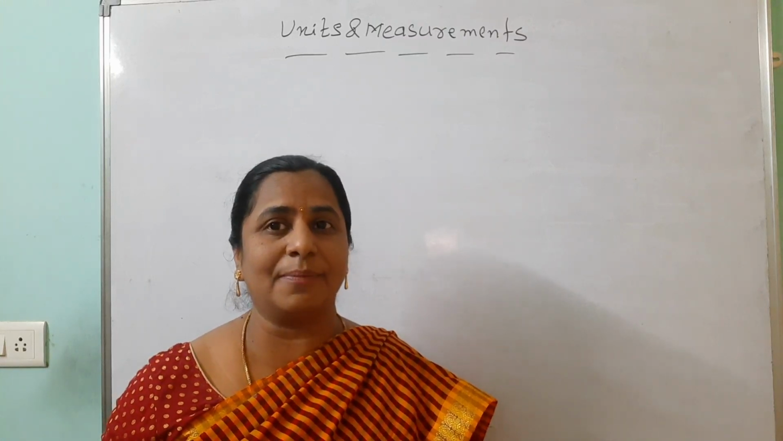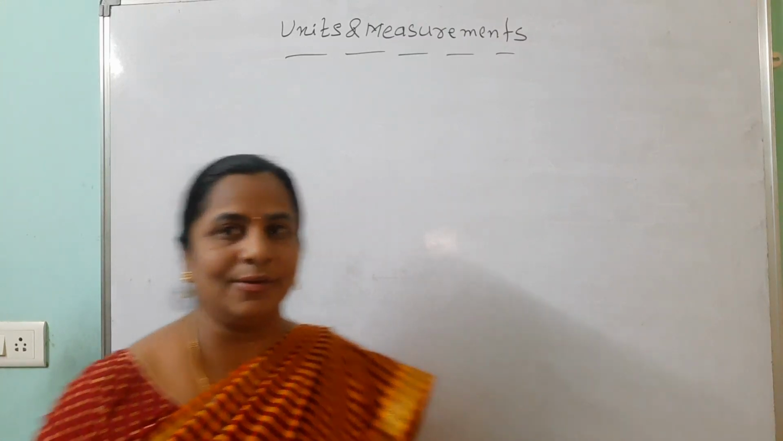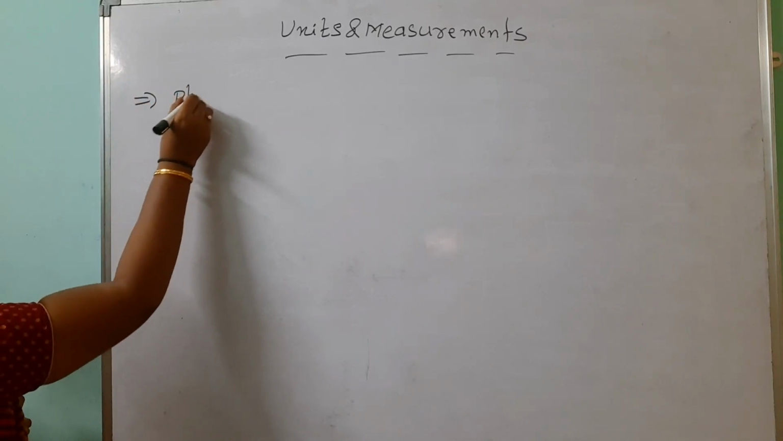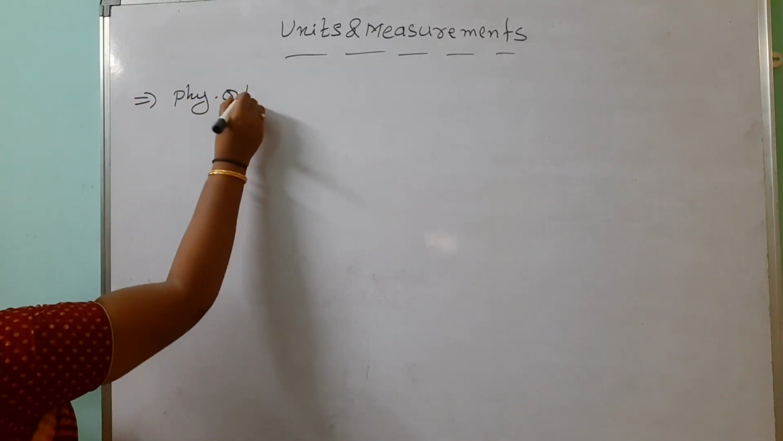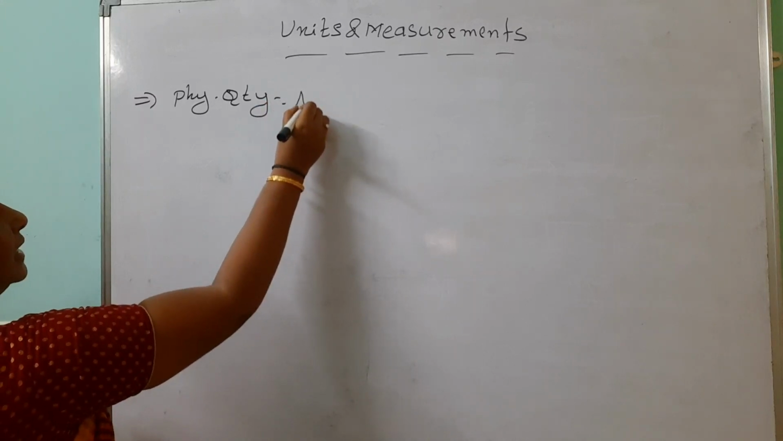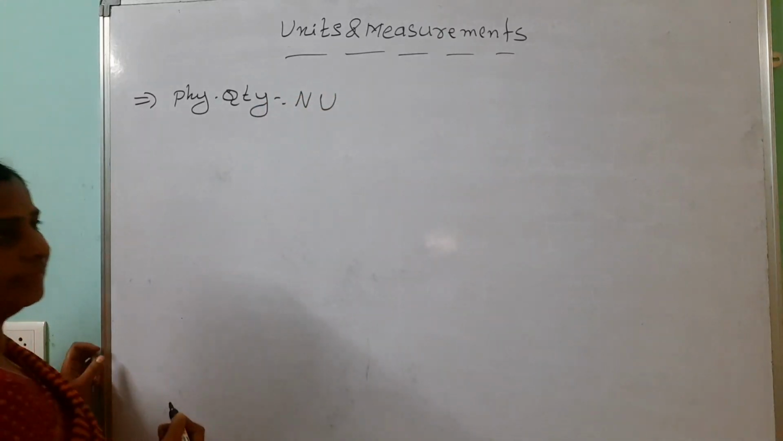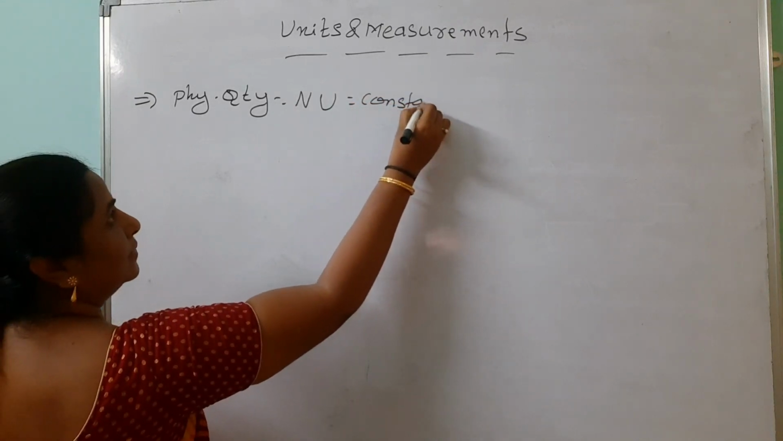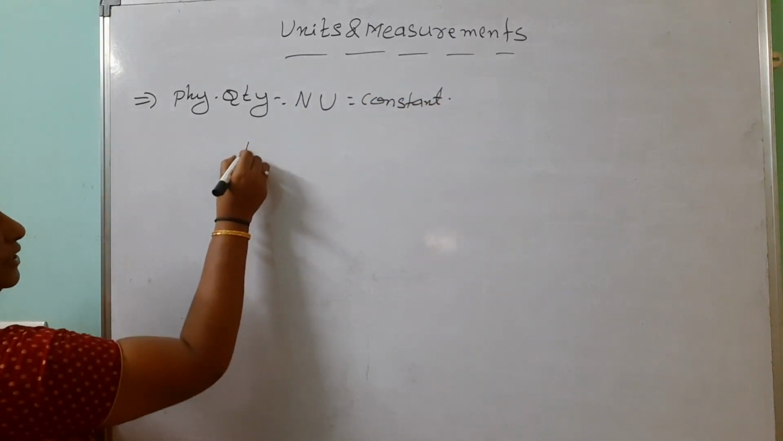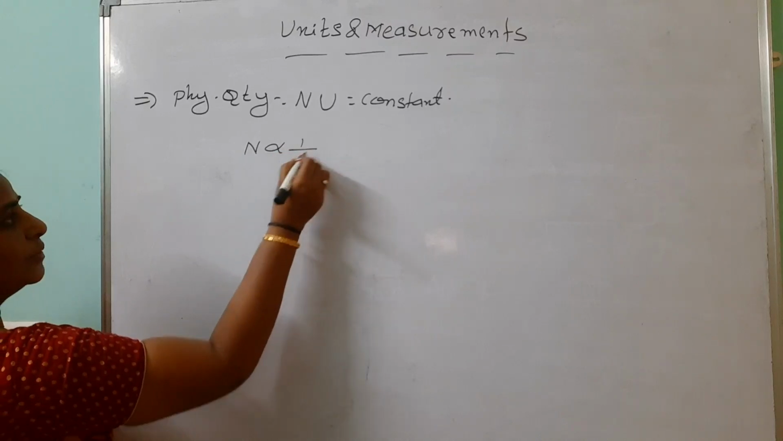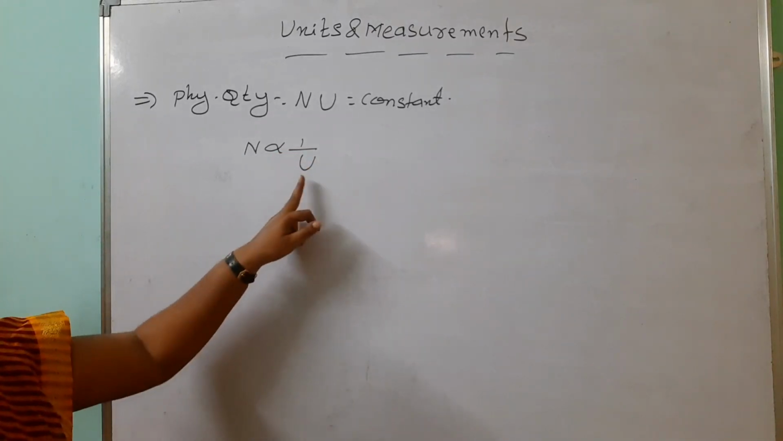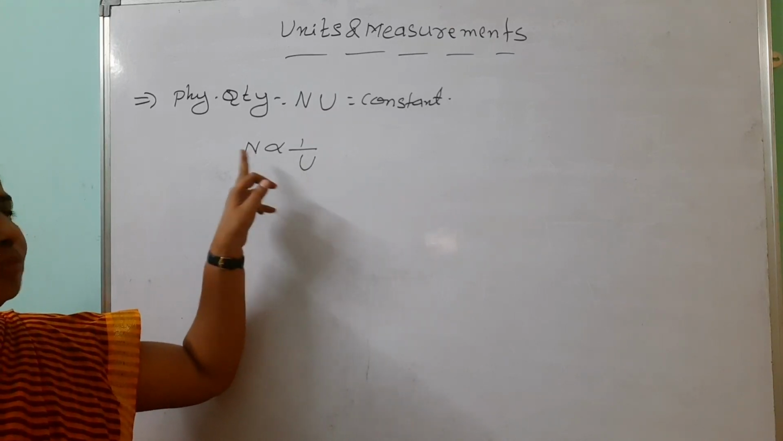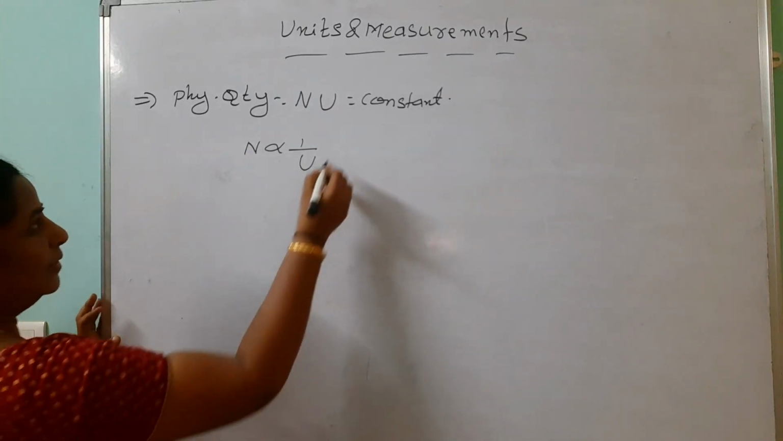But how can we represent a physical quantity? Look here, we can always represent a physical quantity as equals to numerical value into unit, that is Q = nu, and you can say nu equals a constant also. We should write n is inversely proportional to unit. From this what are you understanding? More unit, less number; less unit, more number. And one example, look here.